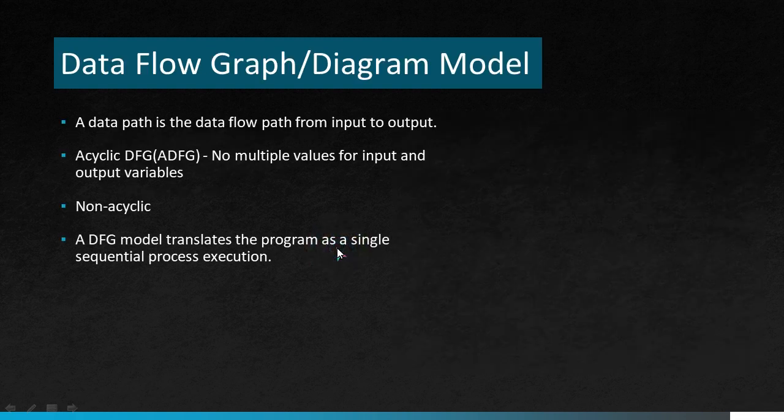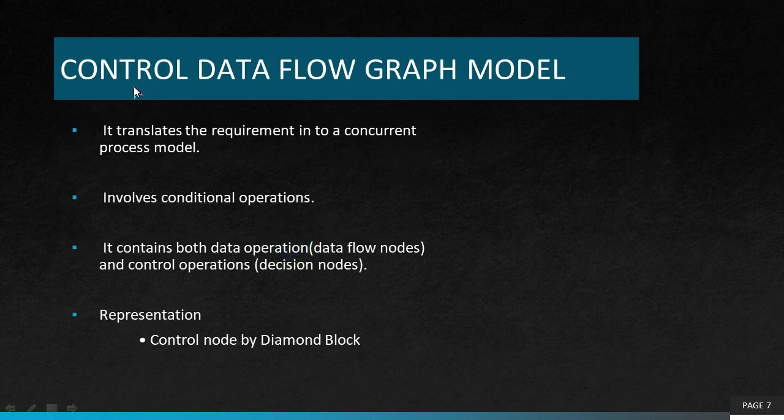So this is all about the data flow graph model. And next one is control data flow graph model. It translates the requirement into a concurrent process model. So what is concurrent process model? Concurrent means parallel, like both will be independent. The processes will be independent in concurrent process model, and it occurs in a particular order.